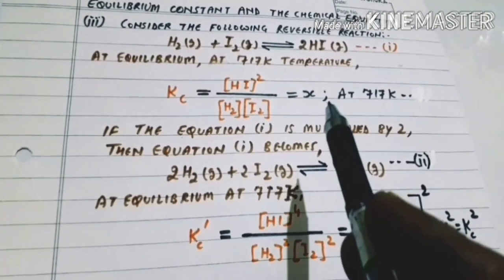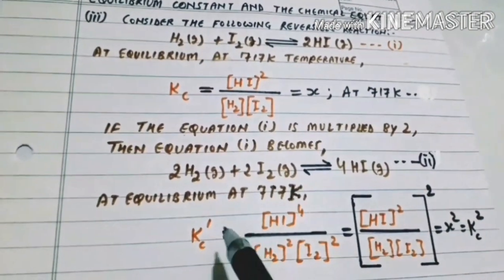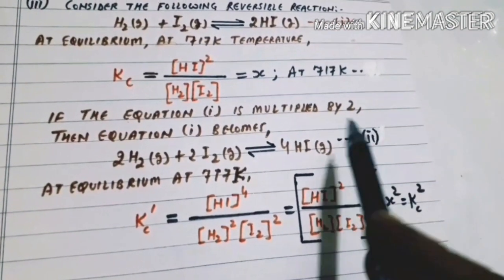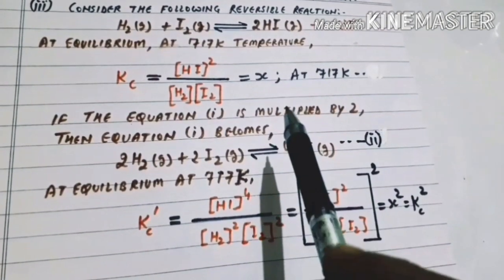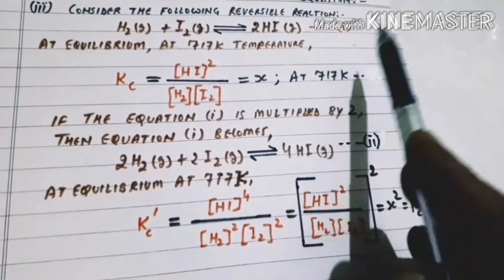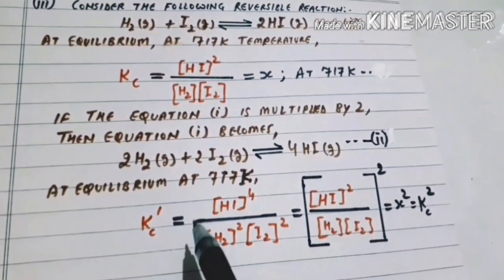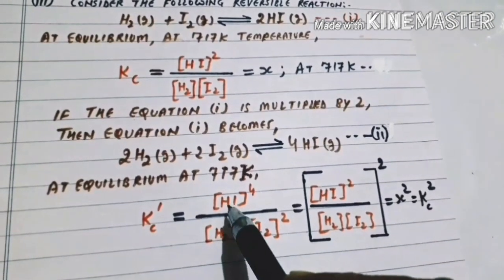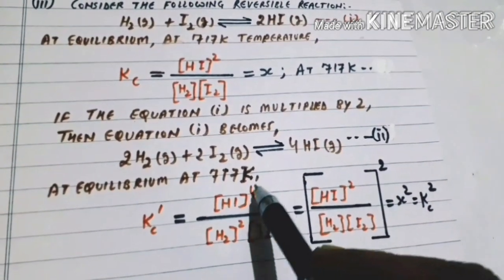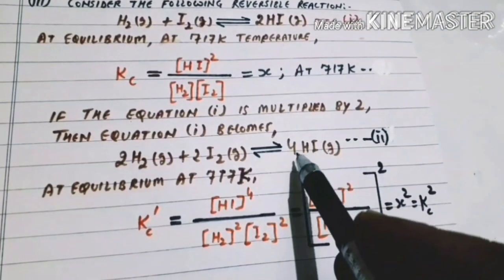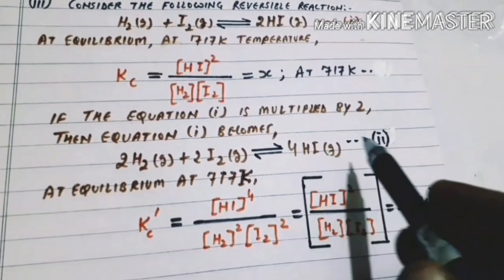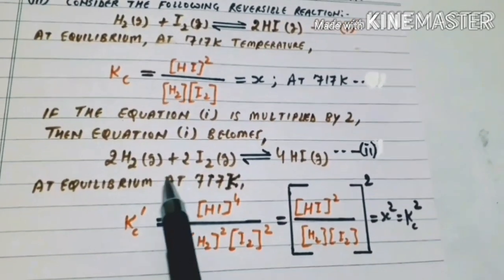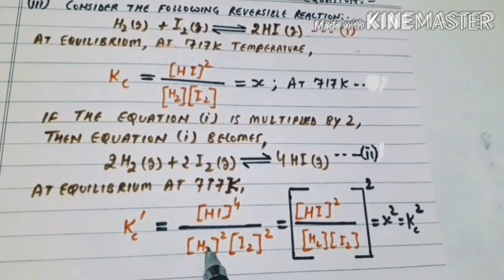Then the equilibrium constant Kc dash with respect to equation 2, which is obtained by multiplying the balanced chemical equation 1 by 2, is equal to the concentration of hydrogen iodide product in mole per liter raised to power 4. So power 4 is equal to the stoichiometric coefficient of hydrogen iodide product in the balanced chemical equation 2, over the concentration of reactant hydrogen gas in mole per liter raised to power 2.